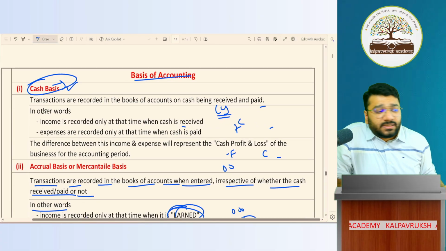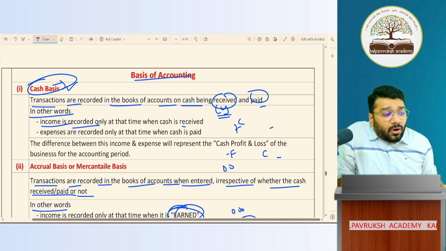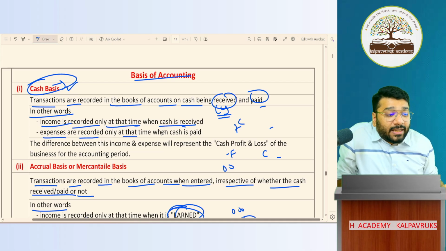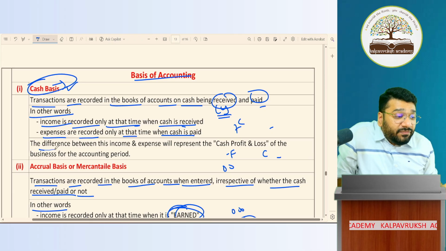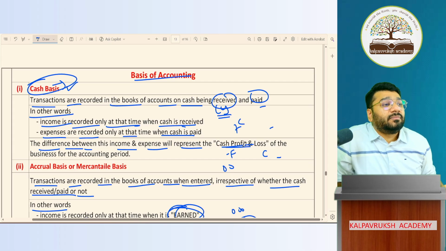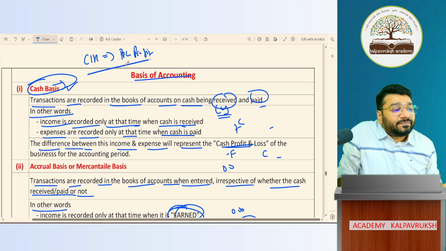What is cash basis? Transactions are recorded in the books of accounts upon cash being received and paid. In other words, income is recorded only at that time when cash is received. Expenses are recorded only at that time when cash is paid. The difference between the income and expense represents cash profit. In cash basis of accounting, your cash in hand will be equal to your P&L profit.